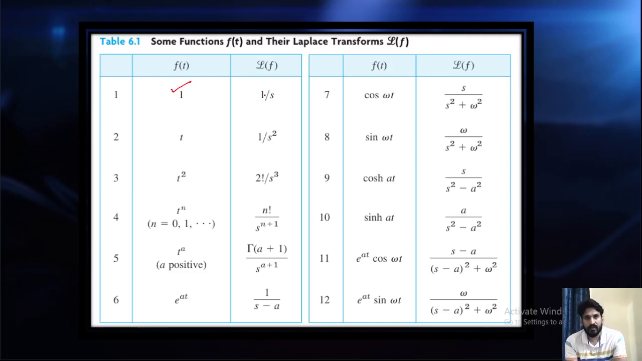Laplace transform of 1 is equal to 1 by s. We should know this. Laplace transform of e raised to power at is 1 by s minus a. Laplace transform of cos omega t. There is no need to calculate each and every formula with the help of integration. There are 10-11 formulas which are important for us. These are the important formulas. We have to remember all these formulas.